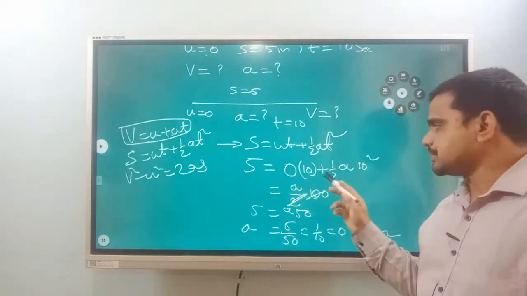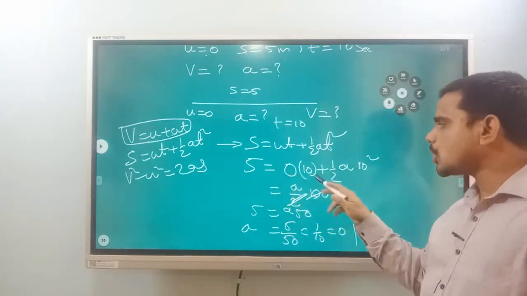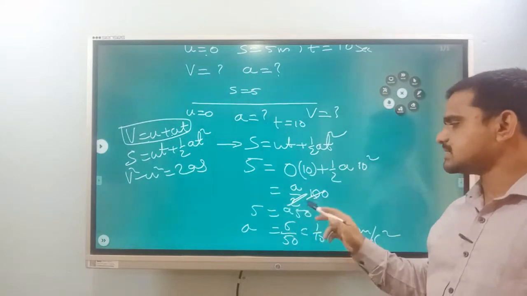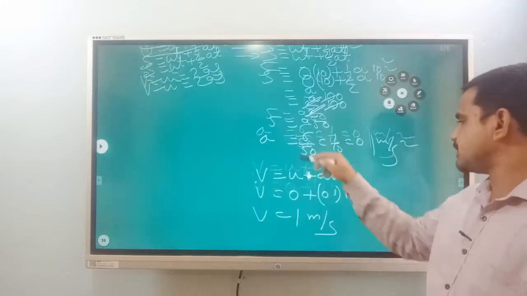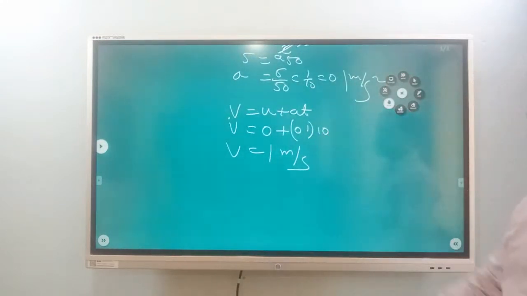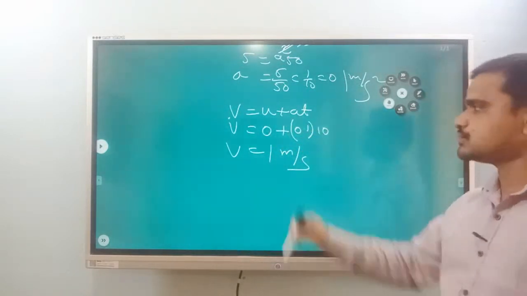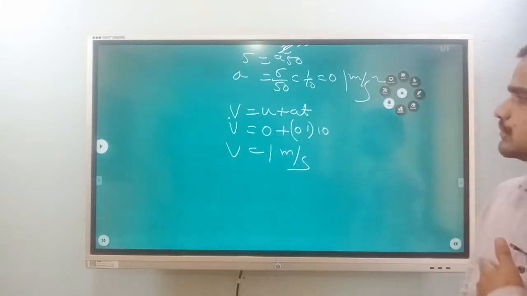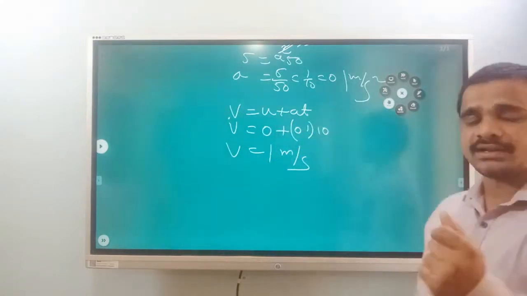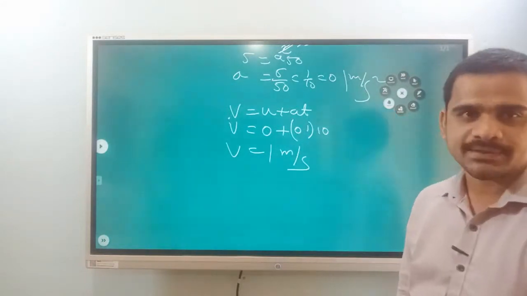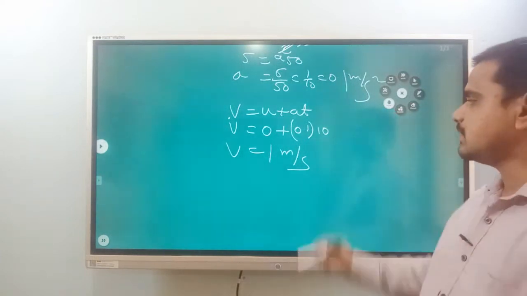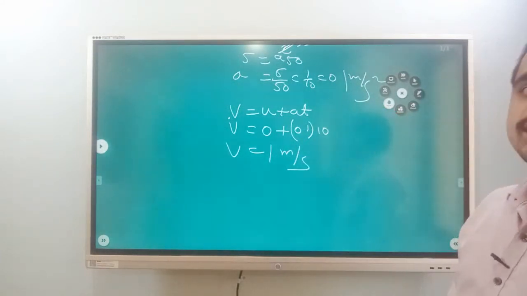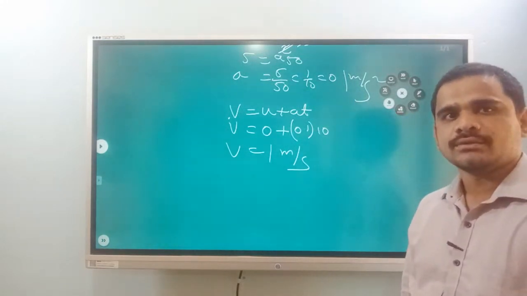Just substitute all the values here, and you will get a value of 0.1. Once you know the a value, now I am going to use the expression v is equal to u plus at. u is 0, a is 0.1, time is 10 seconds, so finally I got the v value as 1 meter per second. So this is the speed I can get after 10 seconds. This is the one problem.